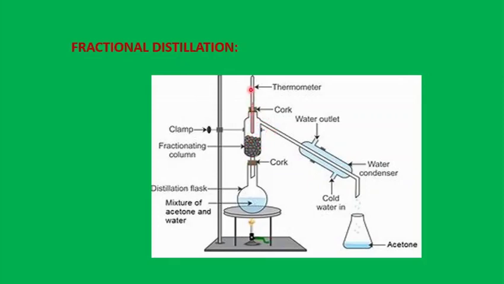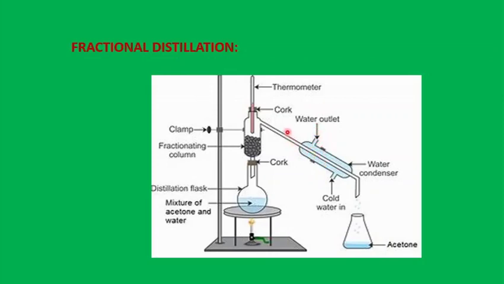Above the fractionating column, the thermometer is kept to read the temperature, the boiling point of the two or more liquids present. And by the side of the fractionating column, there is a tube which passes through the condenser, the Liebig's condenser. In the Liebig's condenser, cold water enters through this inlet and cools the vapors flowing through this thin tube, and the water becomes warm and flows out through the water outlet.